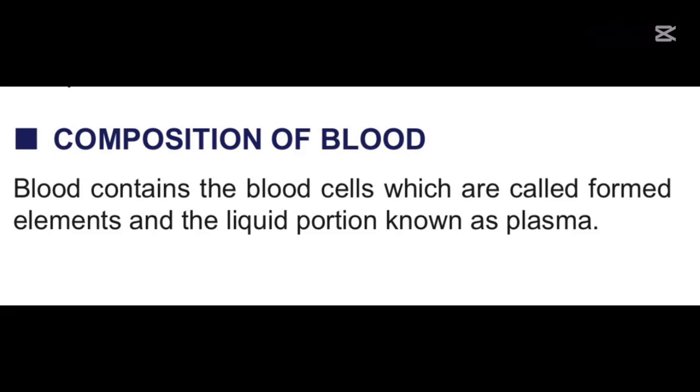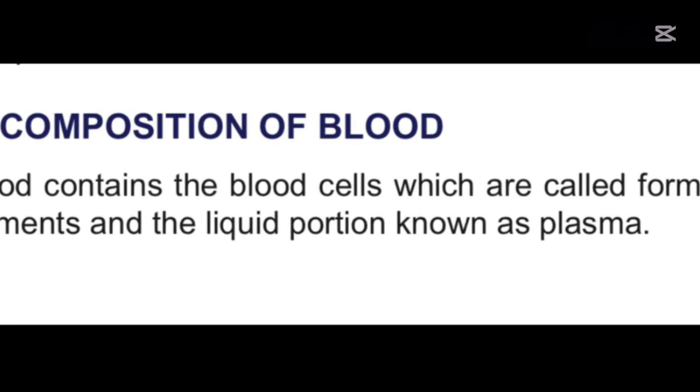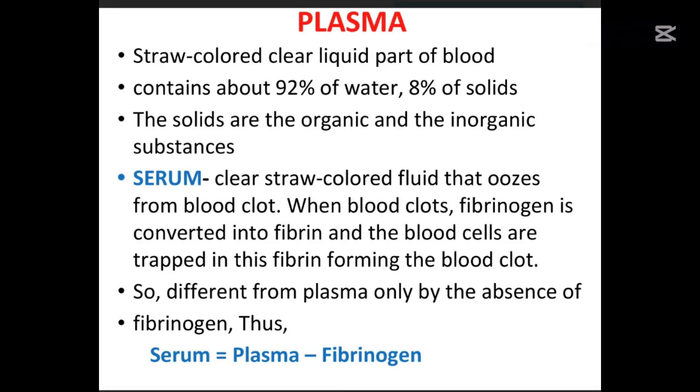So what is the plasma component? The plasma component is the straw-colored fluid of the blood. Are you getting it now? It's made up of about 71 to 72% water and about 8 to 9% solid. Again, it's a straw-colored clear-like fluid of the blood, made up of 71 to 72% water and 8 to 9% solid. You get it now?